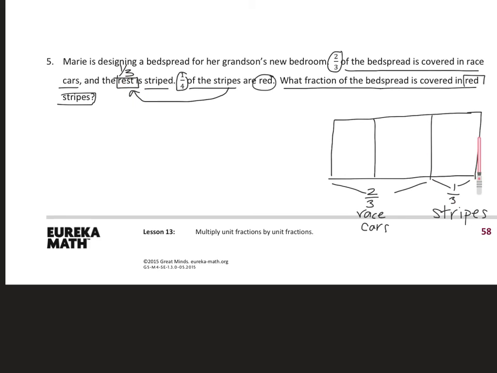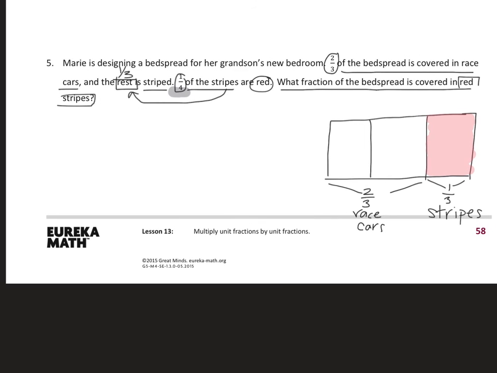So this is the striped section right here. Now here we go with the next part. 1/4 of the stripes are red. So we're only looking at this piece right there. We're not looking at these two pieces. There's no red stripes over here in this race car section. That's only right here. So I'm going to go ahead and shade that. This is the 1/3, the stripes, and there's going to be some red stripes somewhere in what I just shaded.